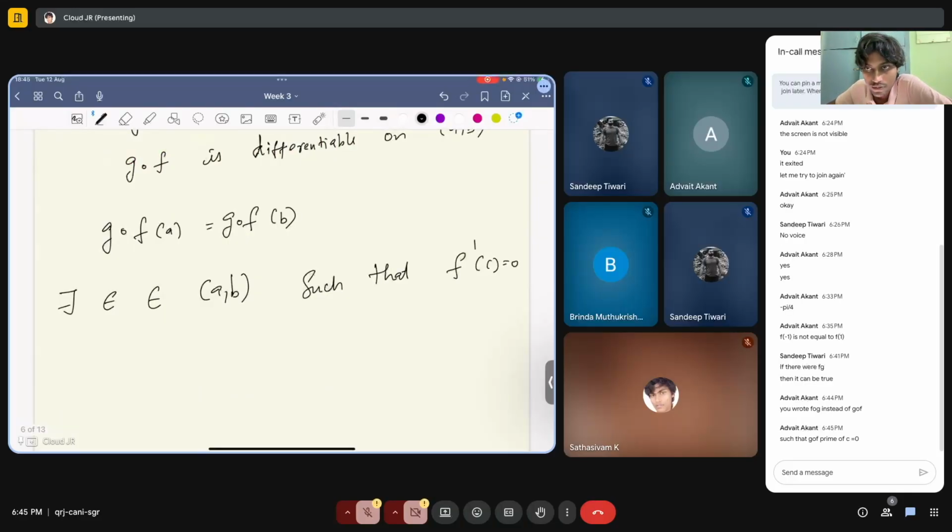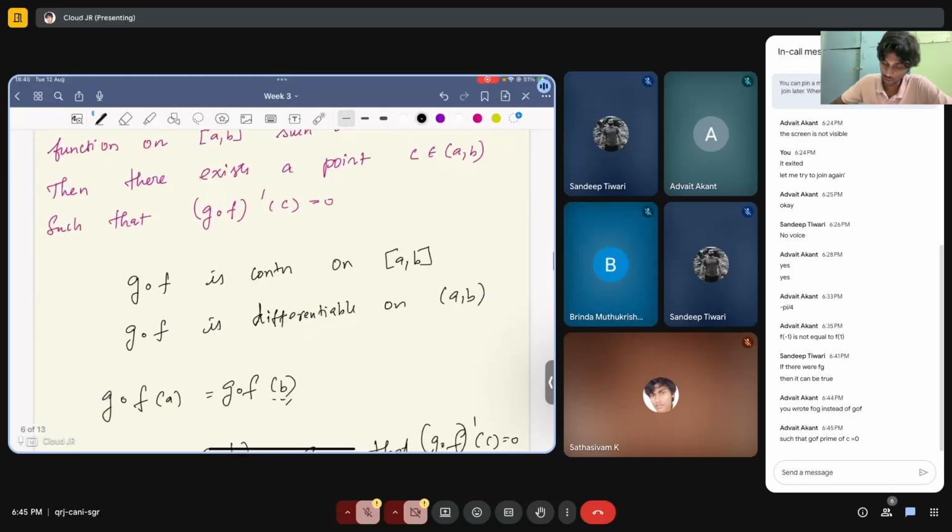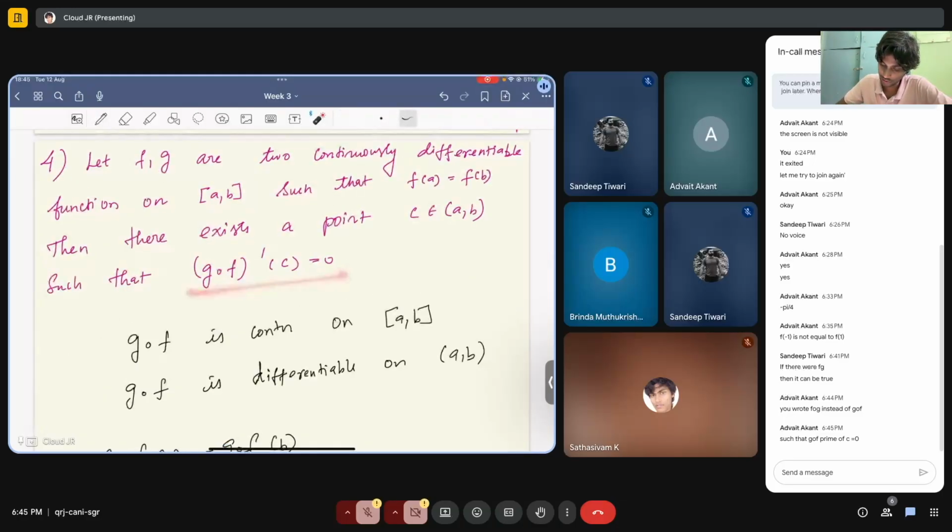Such that g composition f, oh, okay, sorry, I was making an error. Yeah, (g composition f) prime of c is 0. Yeah. So that is what we want to prove. We want to find a point c such that (g composition f) prime of c is 0.